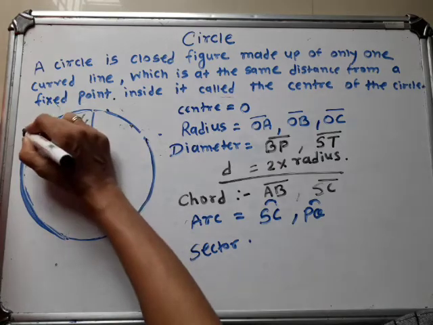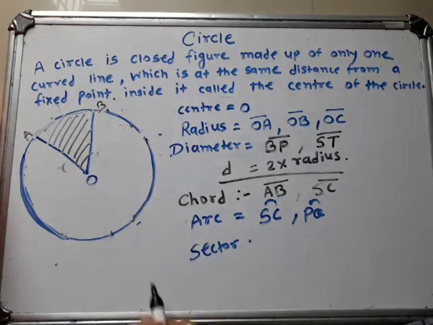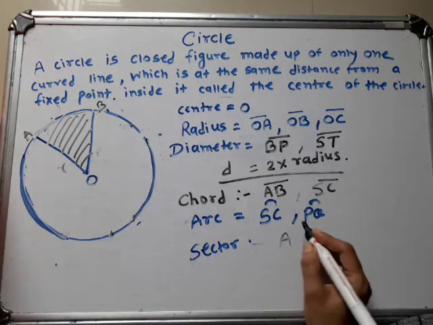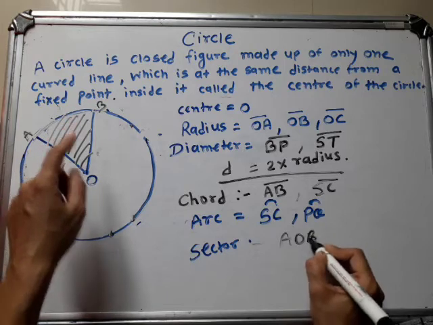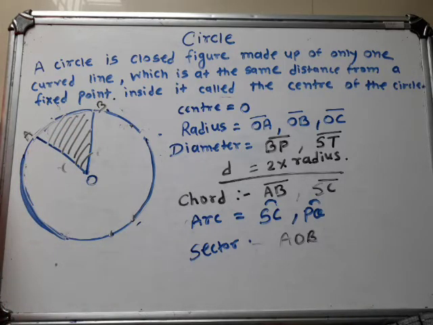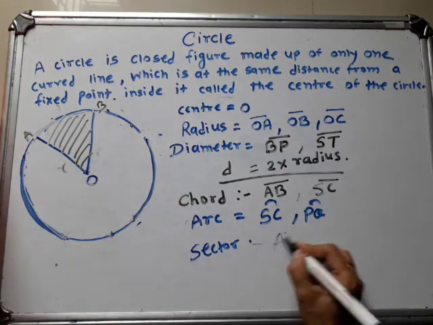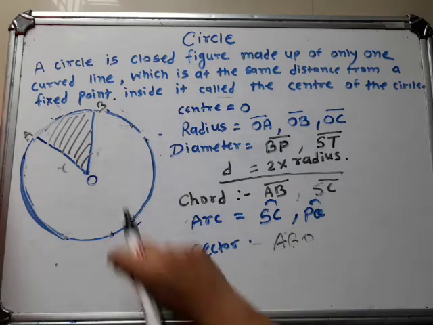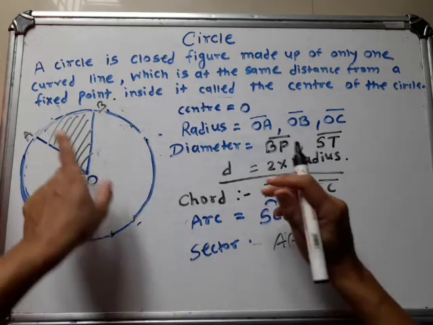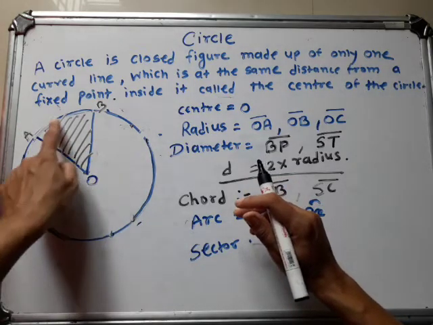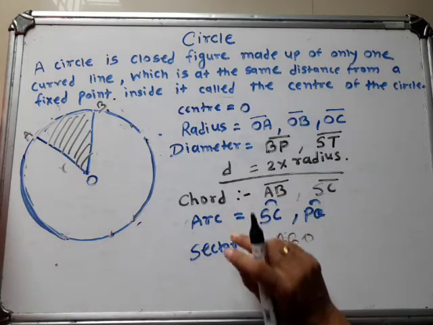Sector, suppose the name is AOB. Right here we write the name AOB. AOB is a sector of the circle. There is one more point here. So a sector means an arc and a pair of radii. This inside part is called a sector.